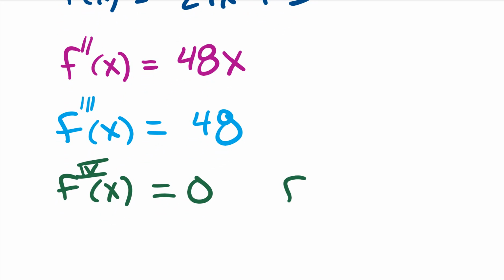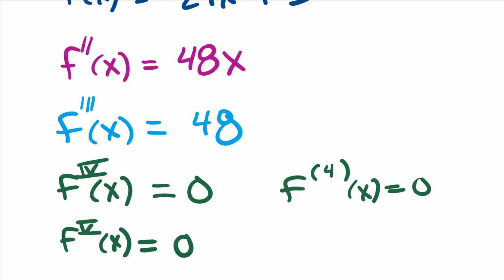It depends on who's writing it. We can also, the numbers go up. If you don't know all your Roman numerals, what you do is you just put a parenthesis around it. And that's saying the fourth derivative of x, and it just happens that the answer is 0. And then we could write the fifth derivative of x, and that's also going to be equal to 0, which we could have written this way as well.